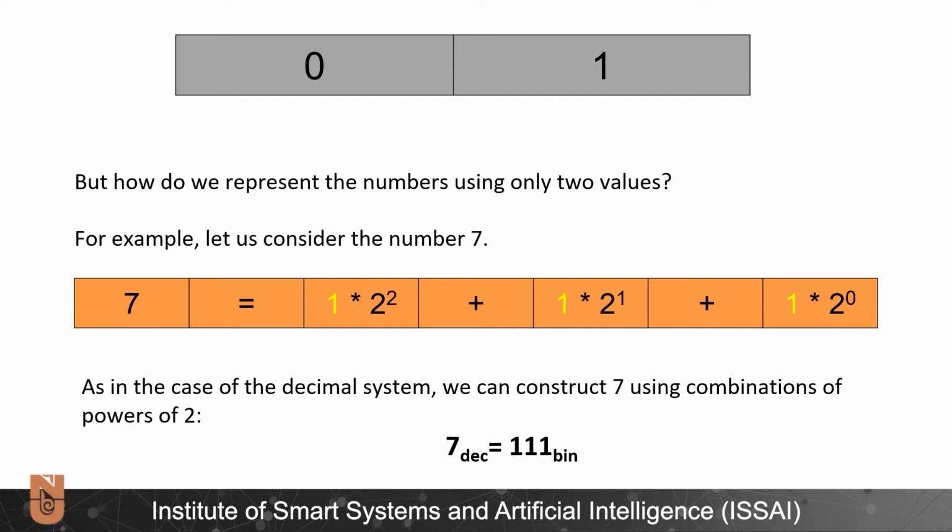So we can rewrite the 7 as a combination of 2 to the power of 2 plus 2 to the power of 1 plus 2 to the power of 0. Like in the decimal system, we construct the 7 using combinations of powers of 2. In the end, we get the binary representation of number 7, which is 1, 1, 1.